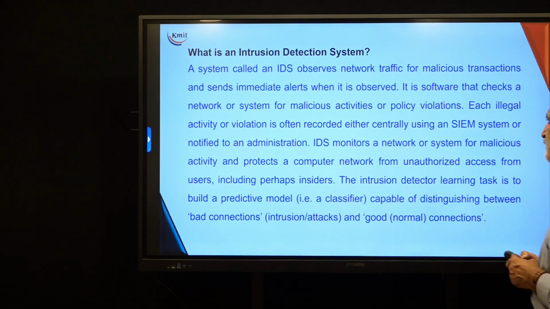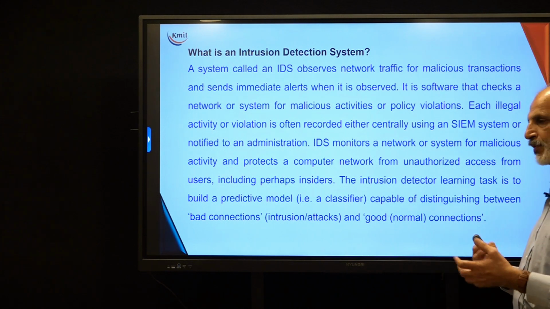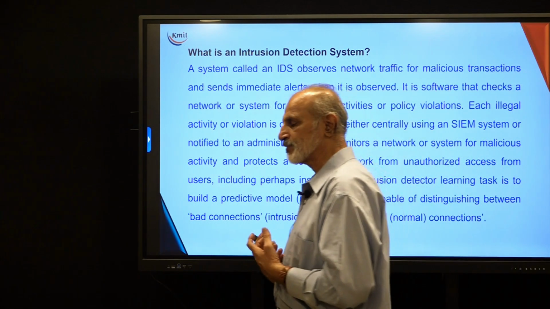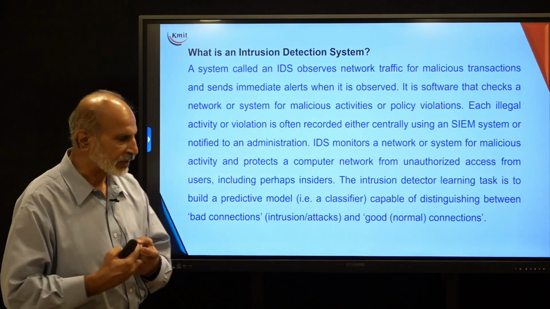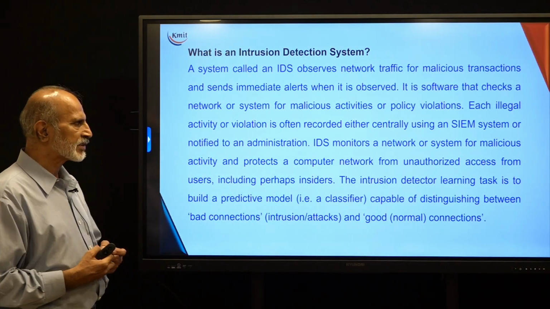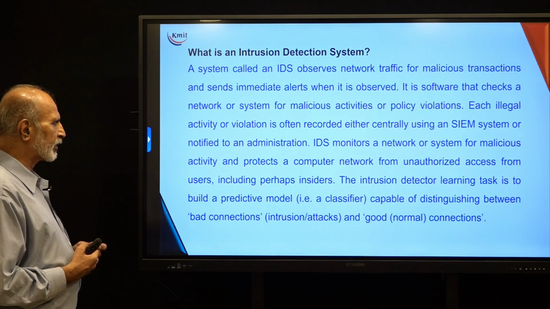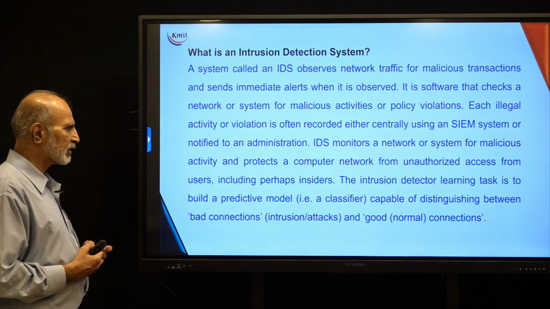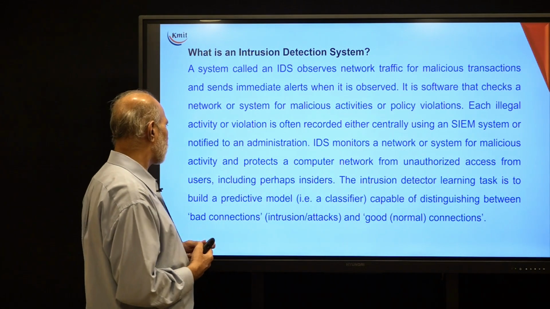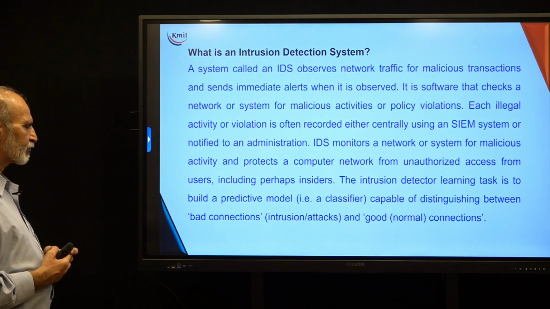A system called IDS observes network traffic for malicious transactions and sends an immediate alert when it is observed. It is software that checks a network or a system for malicious activities or policy violations. Sometimes even employees violate the policies of the workplace, so even policy violations it can tell. Each illegal activity or violation is often recorded either centrally using a system called SIEM or notified to an administrator.